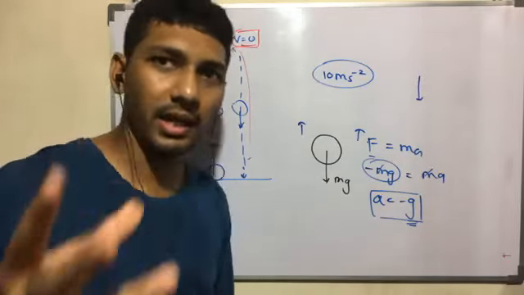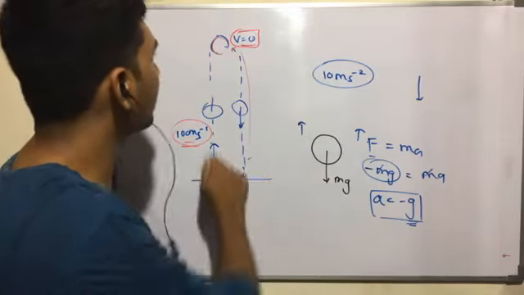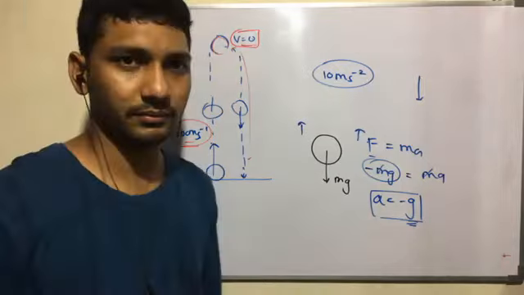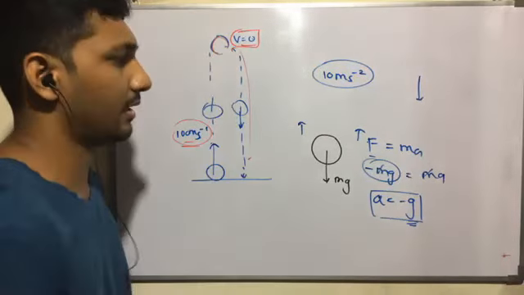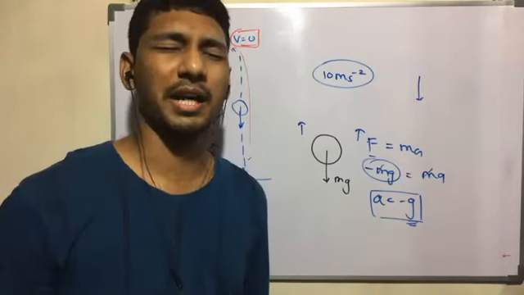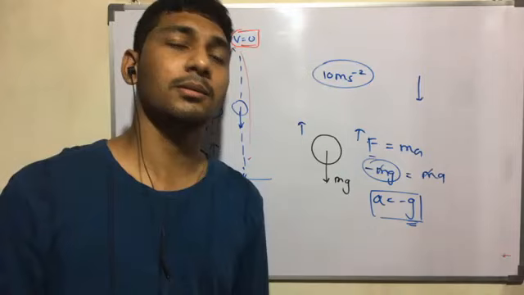So when there is no air resistance, the only force is mg, so the motion will be symmetrical. Here with deceleration 10 m/s², here acceleration 10 m/s². So you have to do these questions like this.